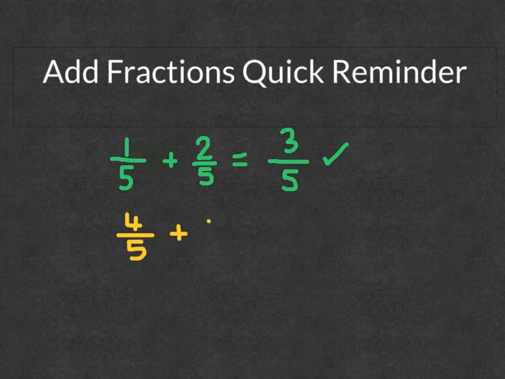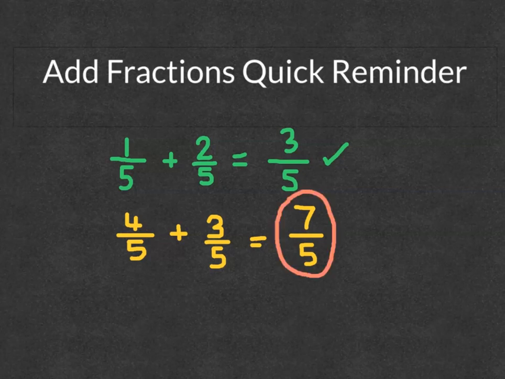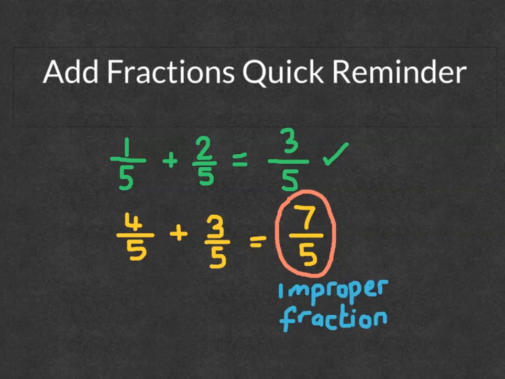Let's look at another one. What about 4/5? And we're going to add 3/5. You remember the rule? The denominators stay unchanged. 4 add 3 is 7/5. Brilliant. But we should notice something. What kind of fraction is 7/5? It's greater than 1 because the numerator is greater than the denominator. It's an improper fraction.